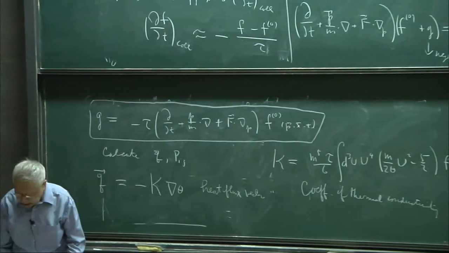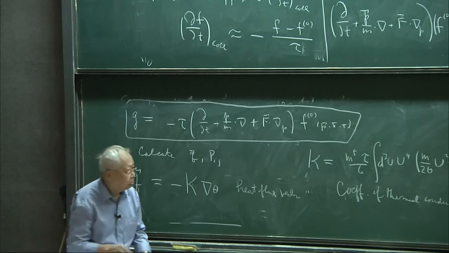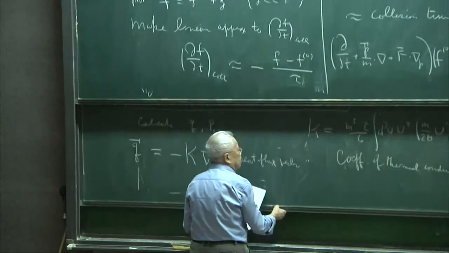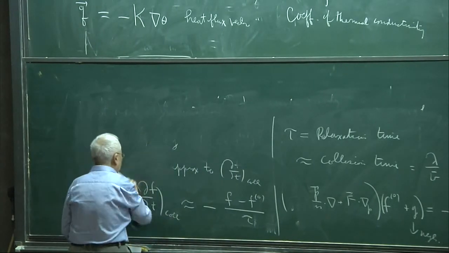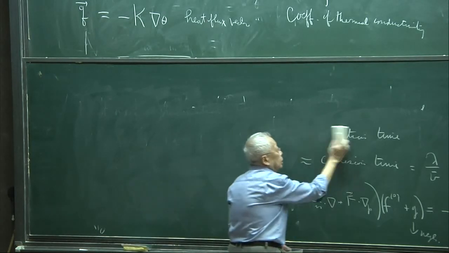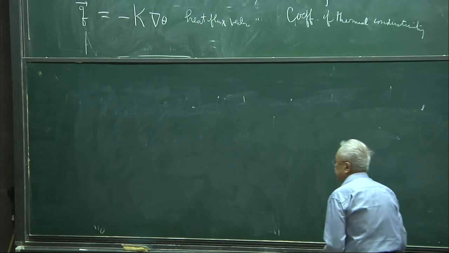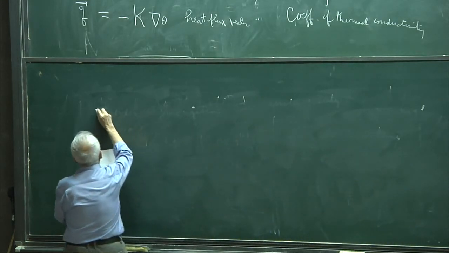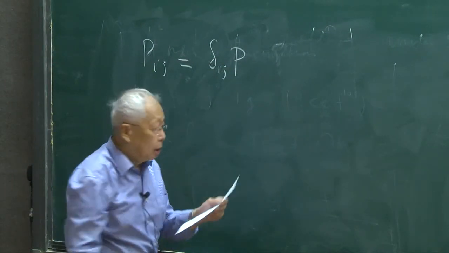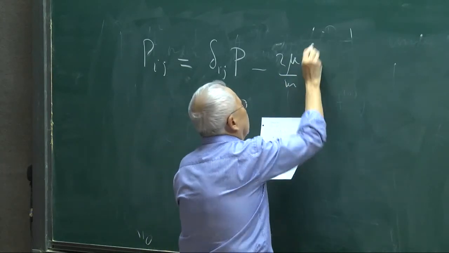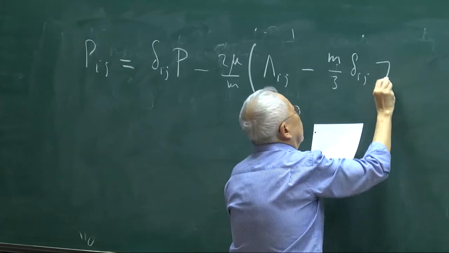Now the pressure tensor. That's very interesting. We have to devote some time to discuss that. But if you compute it just straightforwardly, plug it into the equation, you'll find the following. The pressure tensor was defined, as you remember, as a correlation between velocities, an average over the product of two velocities, right? It's a velocity correlation. And you apply our formula, you'll find that P_ij is equal to, first, delta_ij p, that's the zeroth order approximation. The first order will give you minus 2 mu over m times lambda_ij minus m over 3 delta_ij divergence of u.